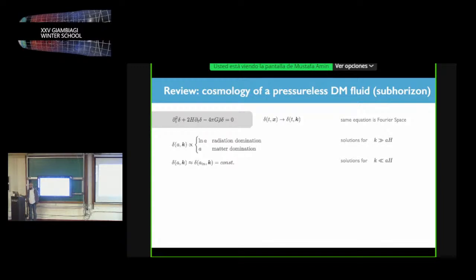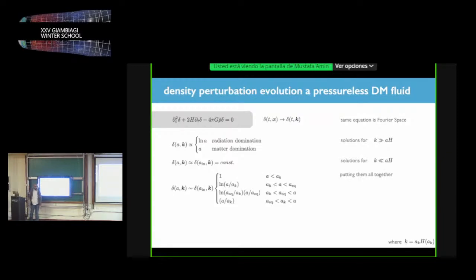So what do you do with these solutions? You put them all together, and it gives you a way in which any density fluctuation evolves from being outside the horizon first to entering inside the horizon to evolving. This is the full solution.